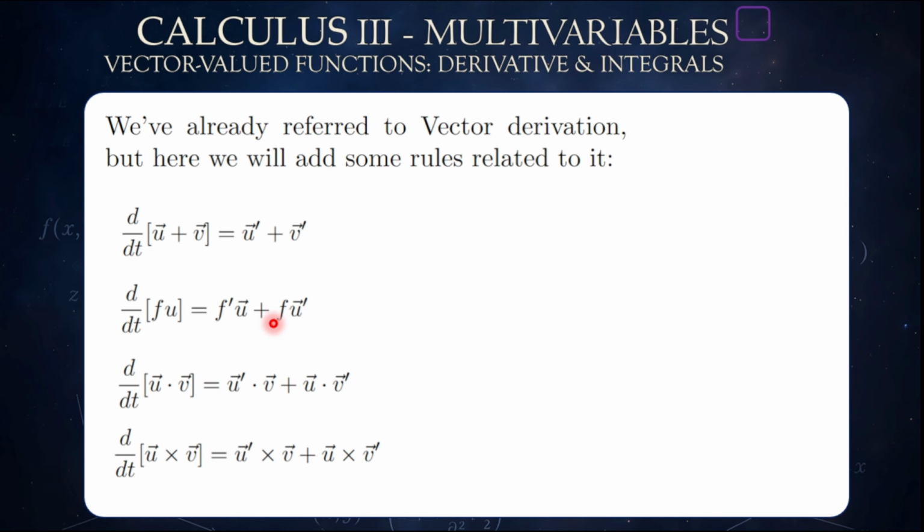So it is equal to the derivative of the function itself multiplied by u, plus f times the derivative of u. d/dt of u dot v, which is the dot product of the two vectors, is equal to u' dot v plus u dot v'. So it is the derivative of the first vector dot the second vector plus u dot the derivative of the vector v. d/dt of u cross v also is equal to u' cross v plus u cross v', where u' and v' are the derivatives of the vectors u and v respectively.